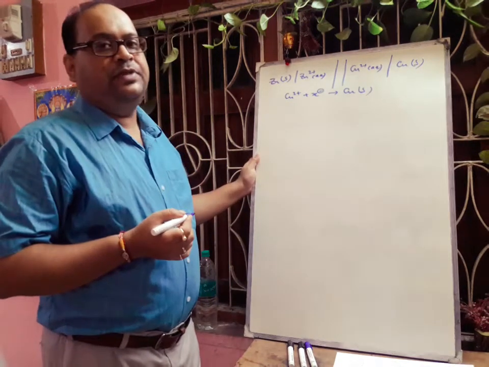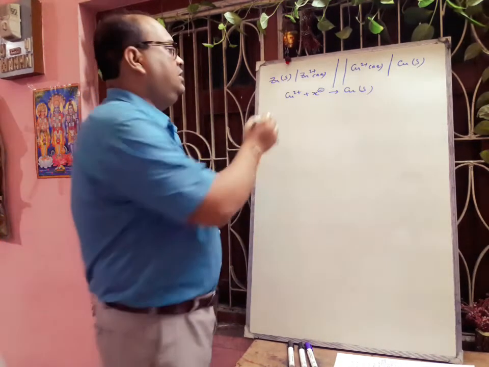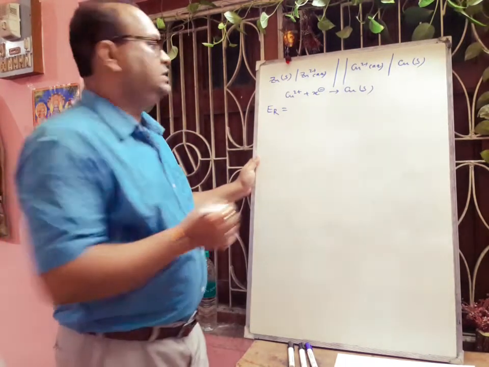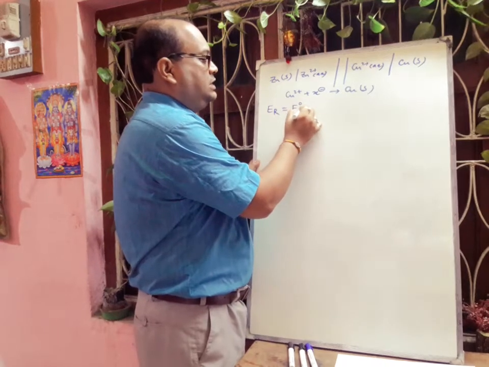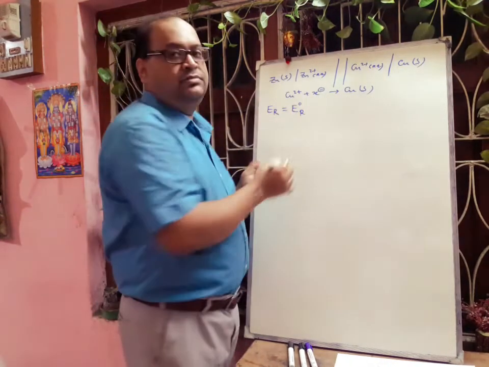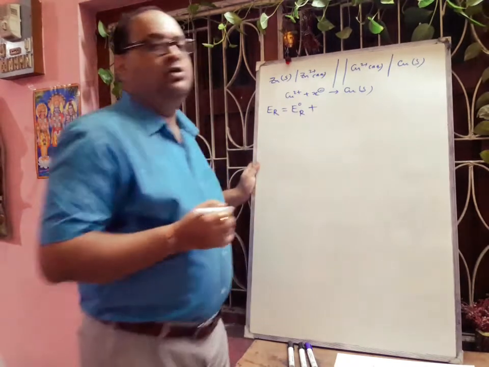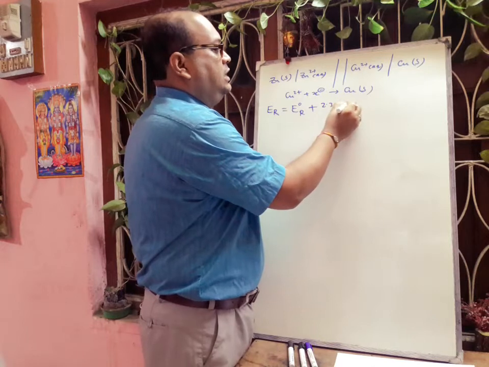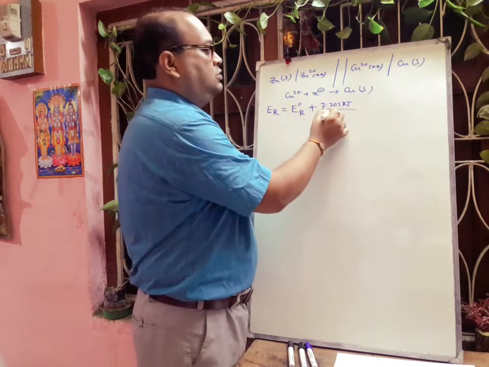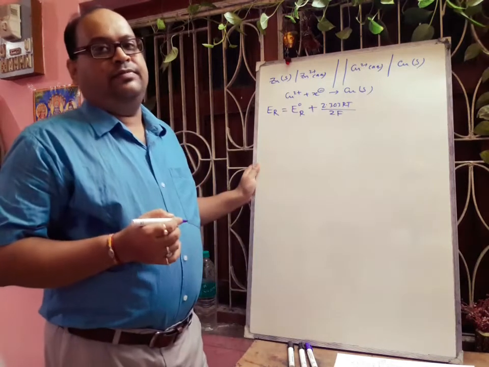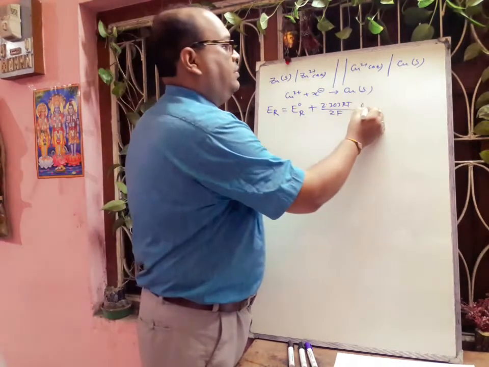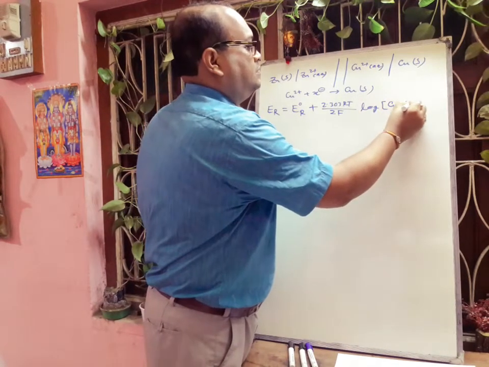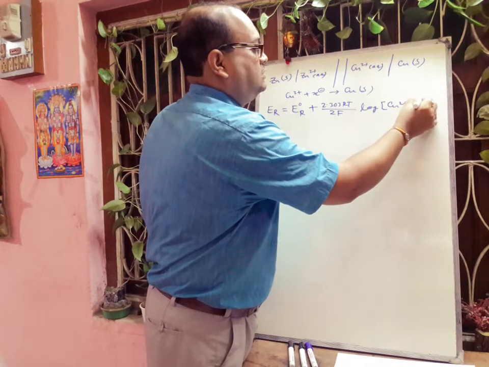So if we write the Nernst equation, then we will write that E_R, that is the electromotive force of the right half cell, is equal to E0_R, the standard electromotive force, plus 2.303 RT by nF. Here n is equal to 2, so we are writing 2F, then log of the concentration of Cu2+ aqueous.